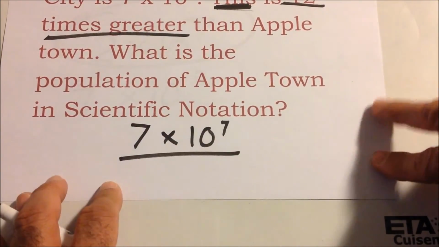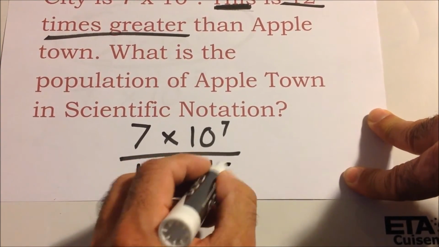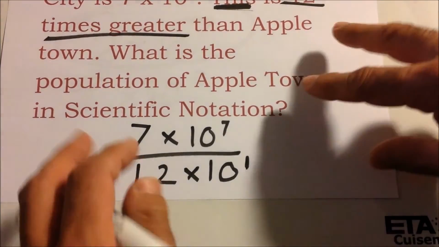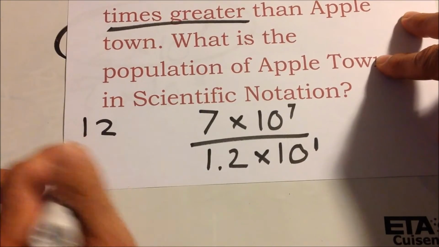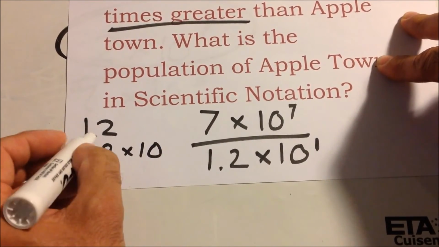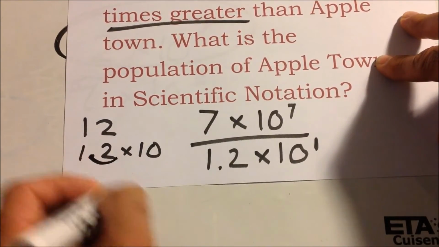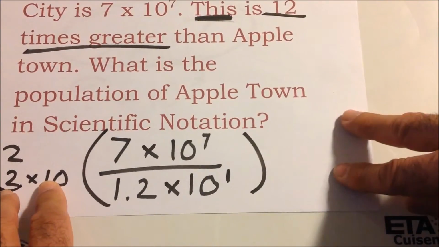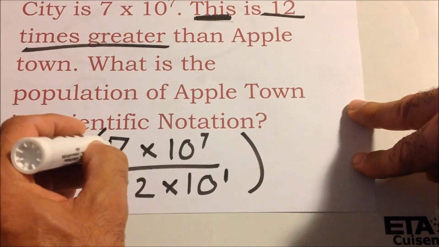And you could do it a couple of ways here. You could do it as 1.2 times 10 to the 1st power. Now, how did I get that? Well, let's look at 12. How do you put 12 in scientific notation? It's 1.2 times 10, and if the decimal's here, how many times do you move it to get 12? Once, right? So that's why it's that. So here's our division problem, and we're going to just divide. You're going to divide 7 divided by 1.2.